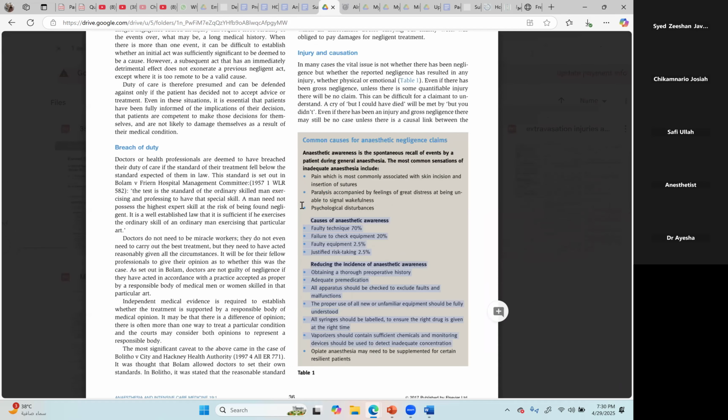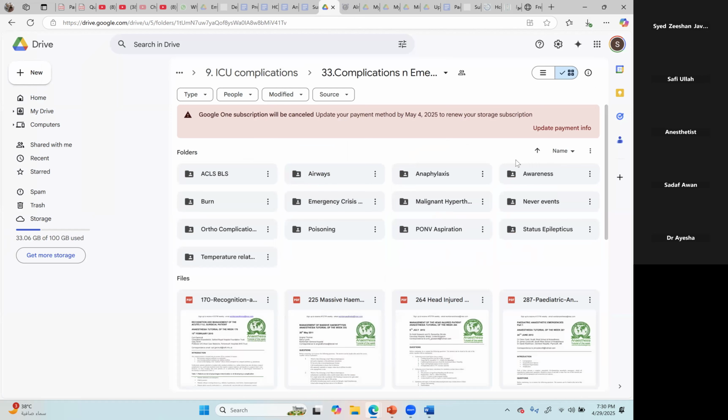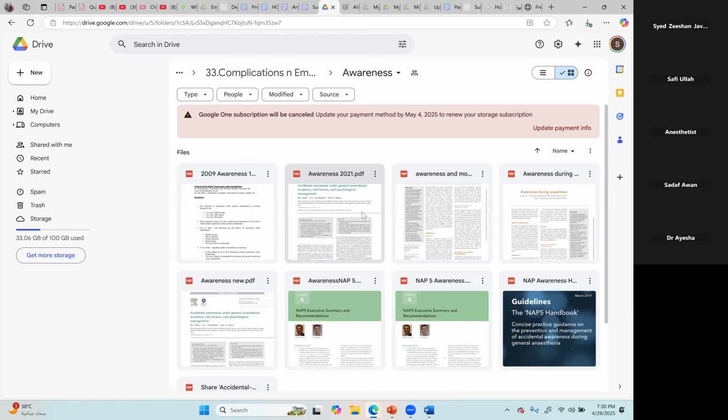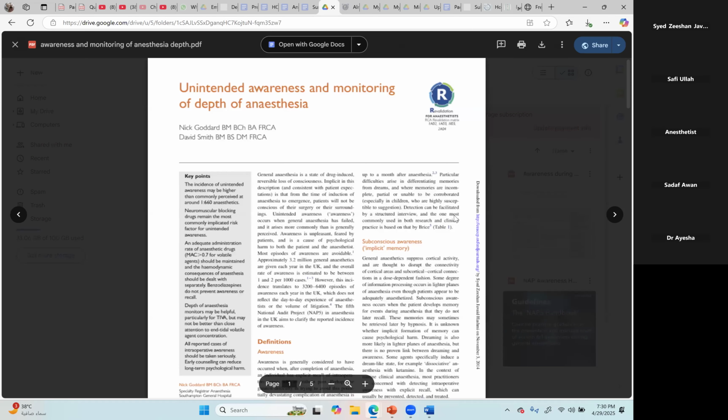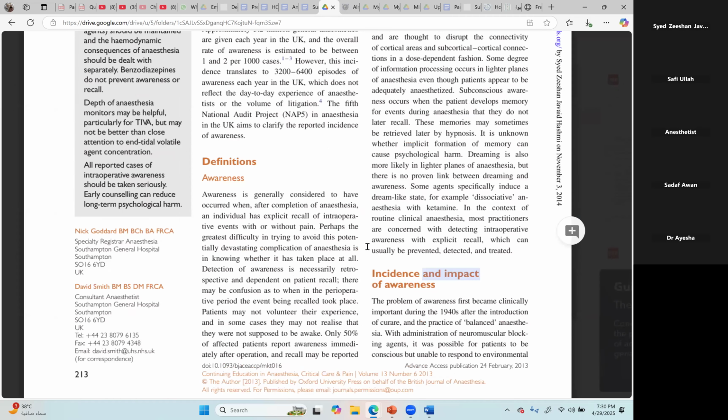Awareness is also a sort of never event, so let's discuss awareness as well. Just tell me one thing: what is awareness? Sir, an intraoperative event which has been recalled, whether partially or fully, could be called awareness. So we could say the patient's conscious recall of events during anesthesia, which could be due to inadequate depth of anesthesia. You gave muscle relaxant, and the muscle relaxant was more than the depth of anesthesia you were giving. So the patient will not be able to breathe, and the patient will be listening to everything.